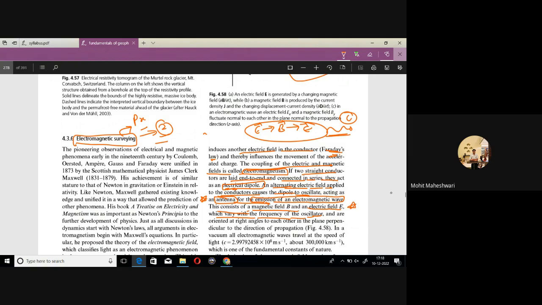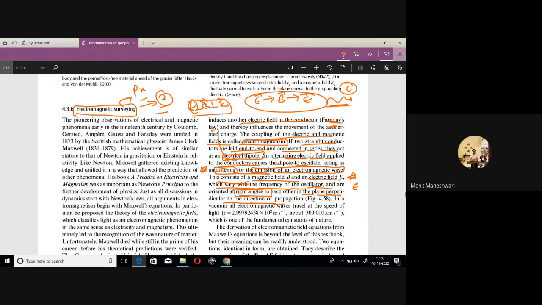You must remember that the electric field and magnetic field are orientated at a right angle. That means they are orientated perpendicular to each other. It's a very, very important concept, and it is perpendicular to the plane of propagation. So basically the electric and magnetic fields are perpendicular to each other, and these two are also perpendicular to the direction of propagation. So this is also a very, very important concept that you must remember.